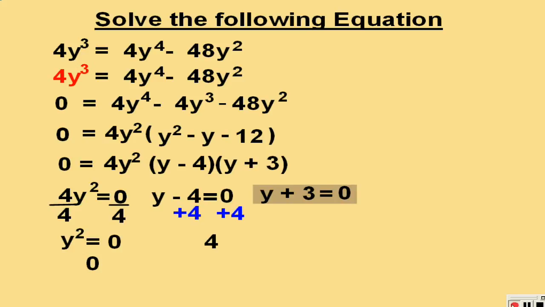And to solve the last one, just like the previous one, we will add negative 3 to both sides, and the answer is simply negative 3. And so the solution is 0, 4, negative 3.